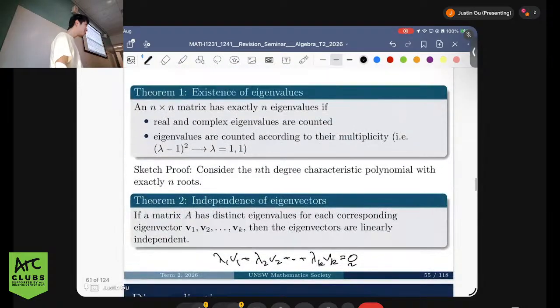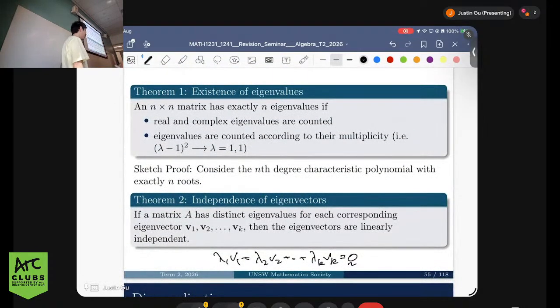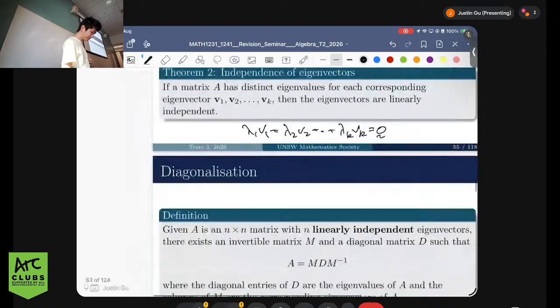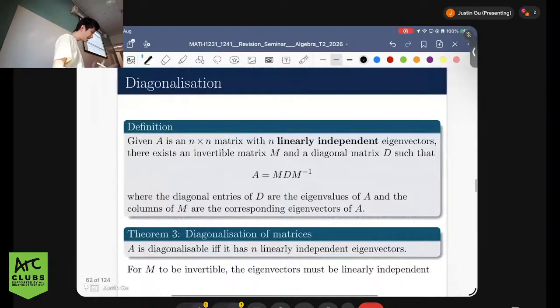Okay, that's all nice and all, but how are eigenvectors and eigenvalues useful? Well, their main use comes with diagonalizing matrices. If A is an n by n matrix with n linearly independent eigenvectors, then there exists an invertible matrix M and a diagonal matrix D, which means the only non-zero entries are on its top left to bottom right diagonal, such that A can be expressed as M times D times M inverse, where the diagonal entries of D are the eigenvalues of A, and the columns of M are the corresponding eigenvectors of A.